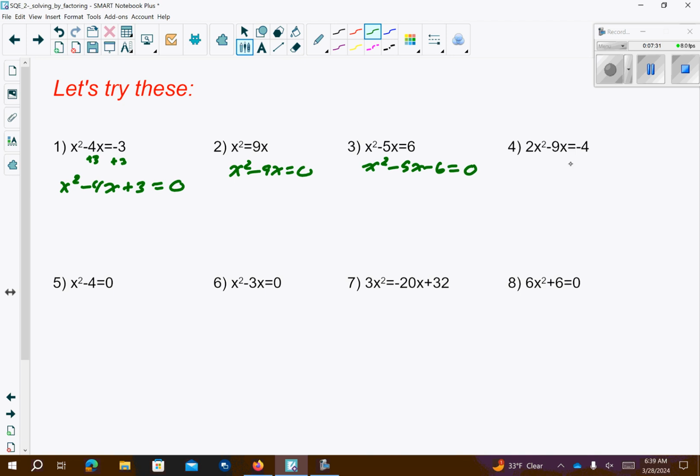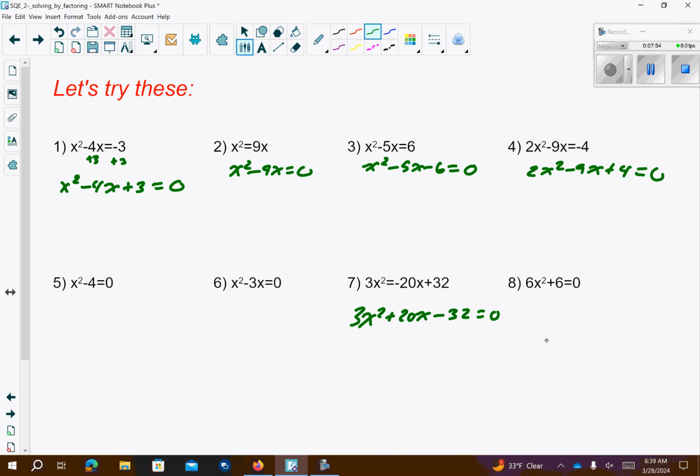This one I'd want to subtract 6 from both sides. Notice I'm making them equal to 0. This one I'd want to add 4 to both sides. This one's already set up, so we're good there. This one's set up. This one I have to move 2 things. So I'm going to keep 3x squared. I'm going to add 20x to both sides. I'm going to subtract 32 from both sides. And then I make it equal to 0.